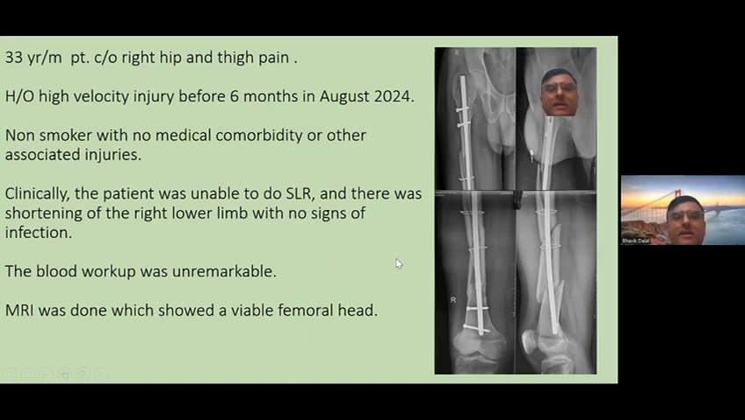33-year male patient, right hip pain and thigh pain. History of high velocity injury 6 months before, in August 24. Is a non-smoker with no medical comorbidity or other associated injuries. Clinically, the patient was unable to do SLR, and there was shortening of the lower limb, with no signs of infection at present. Blood report was normal and MRI was done which showed a viable femoral head.